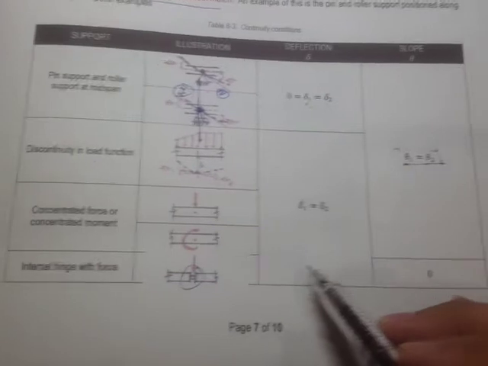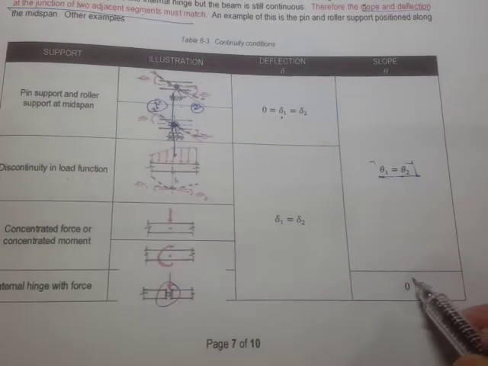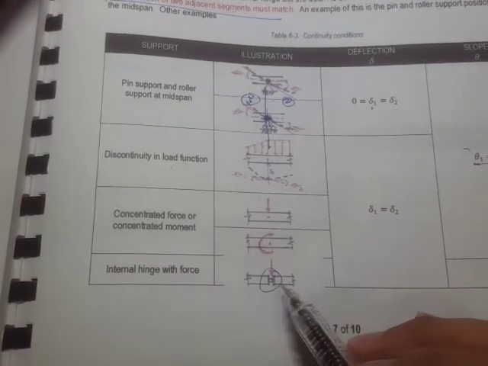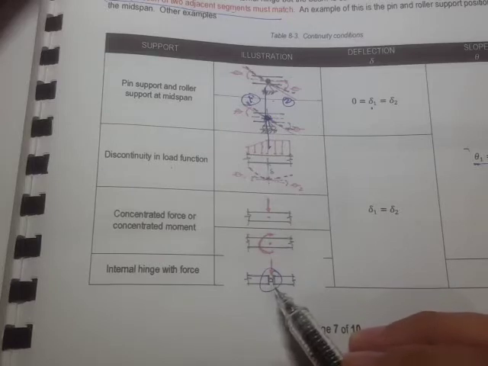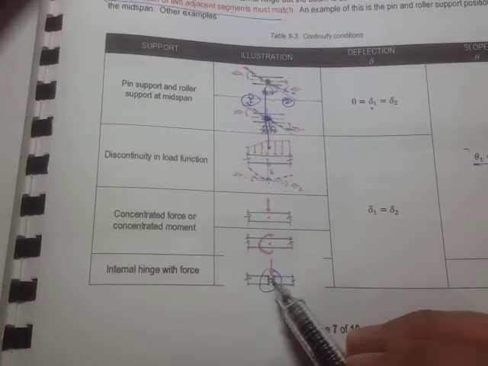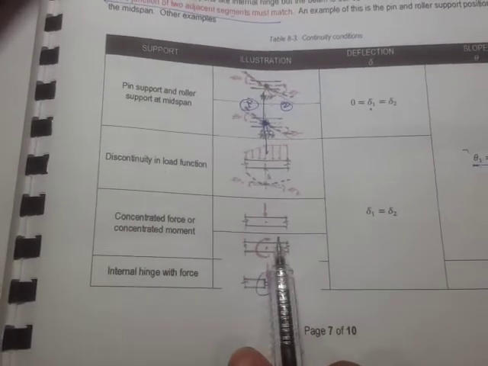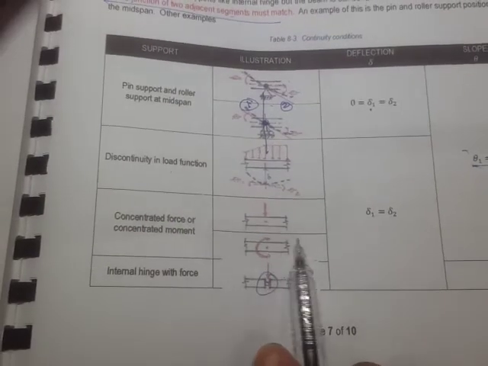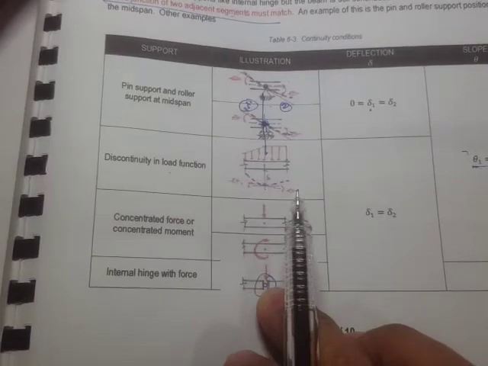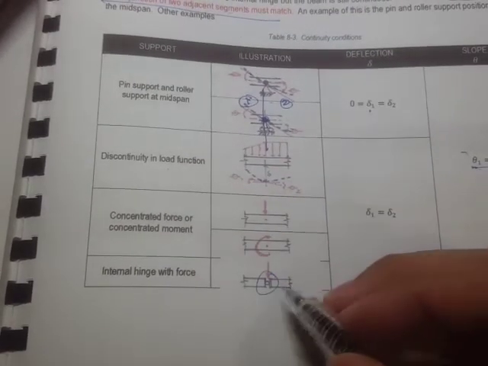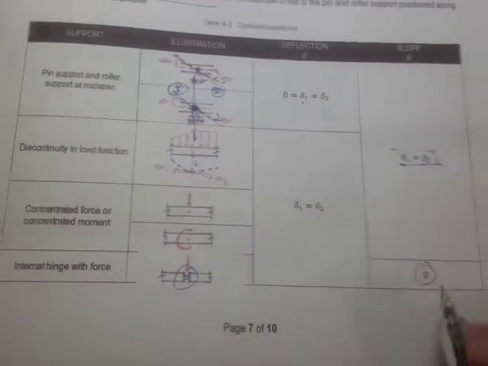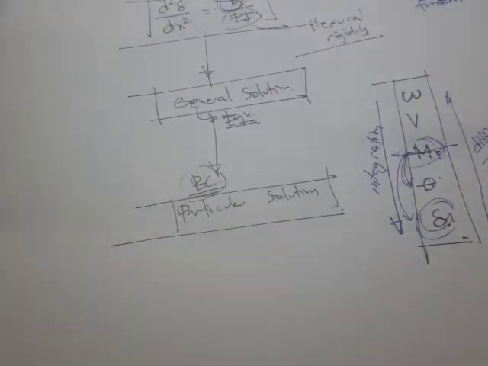We also have concentrated forces and concentrated moments, and we also have an internal hinge. For an internal hinge, you would notice right here that the slope is 0. It simply means that, as we have always said, an internal hinge releases moment at this joint. So if you have moments coming from segment number 2, it doesn't pass any moment to segment number 1. It's just like an internal release. That's why it is 0.